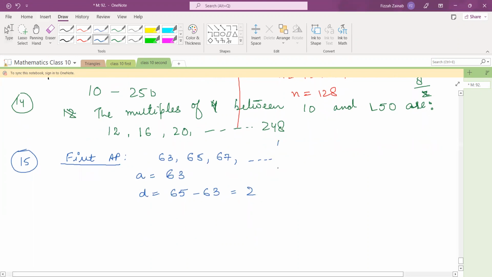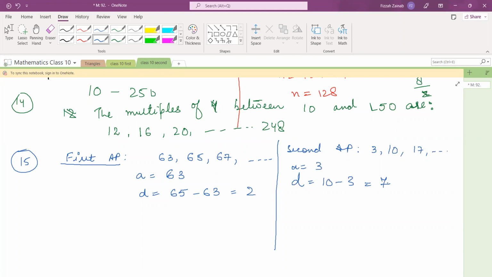Okay. Now simultaneously, let's see the second AP also. Second AP is 3, 10, then 17. Now its A is 3 and D is 10 minus 3, that is 7. For what value of n are the nth terms equal? So you have to equate the nth term of both the APs and find the value of n. So its nth term an. If this is the second AP, I cannot take A here. I take B here, correct?